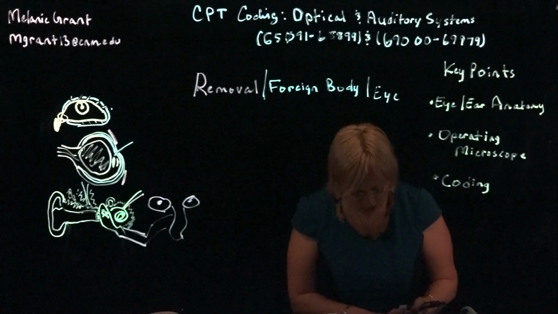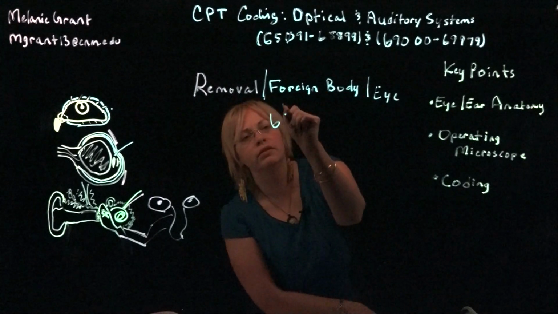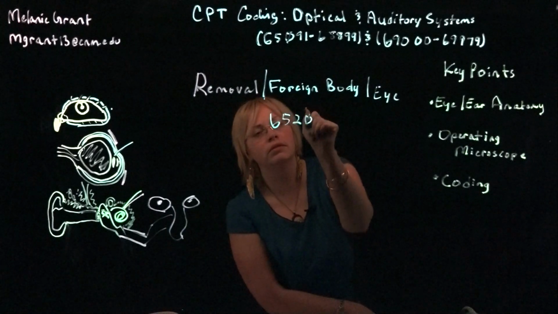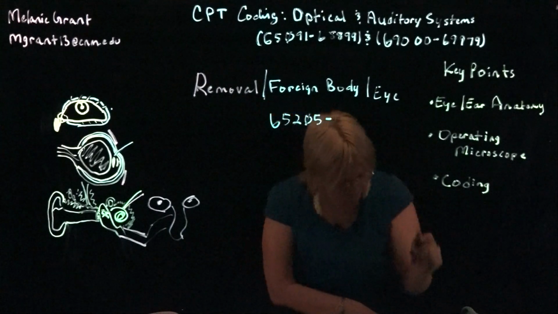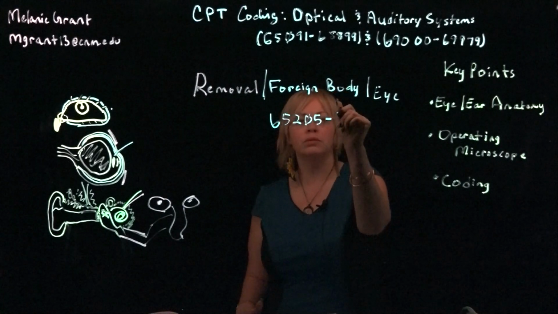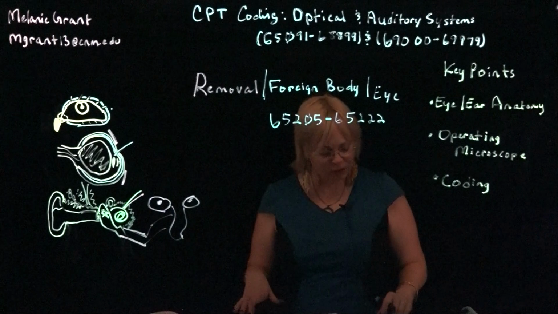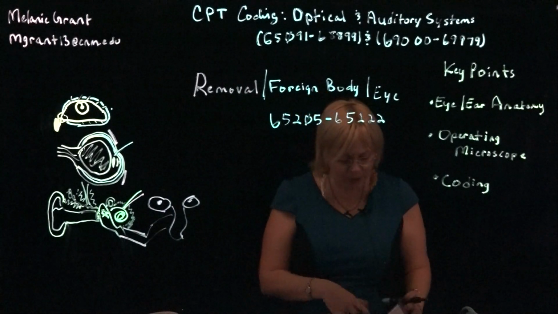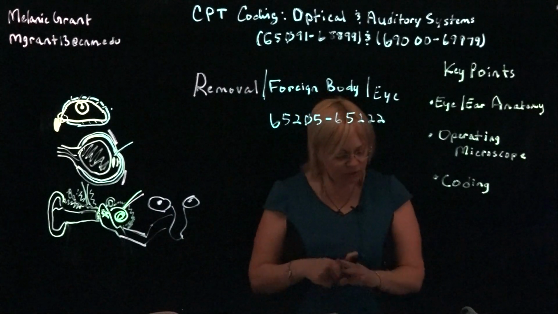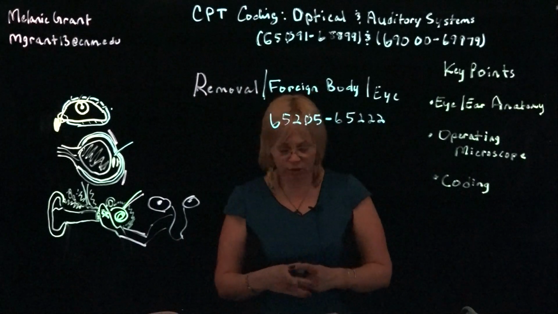which is going to give me a code range from 65205 through 65222. And I'm going to write that down so I can reference all the codes. Now, if there were additional ones that would apply, I would write those down as well. But I don't feel from looking at this that any of those others would apply.